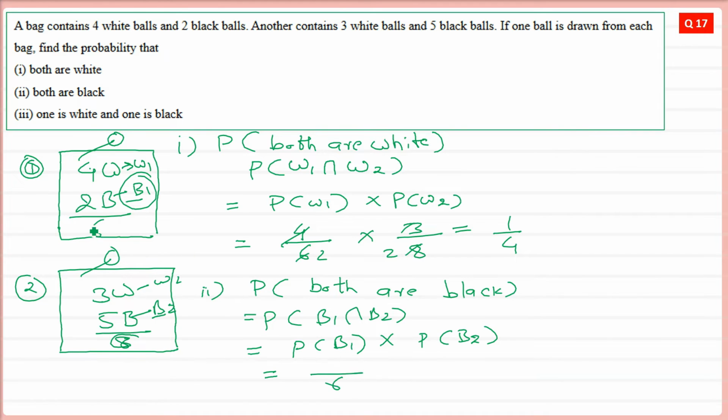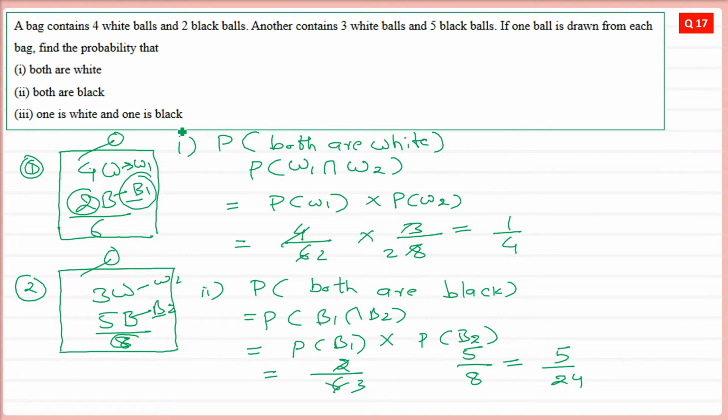Now the denominator remains the same, it will never change, because in this question the total numbers are 6 and total number are 8. How many blacks are there in first? 2. How many blacks in second? 5. So 2 by 6 multiplied by 5 by 8, and when you multiply these two, 2 3s are 6, 5 by 8. There is a multiplication sign in between, okay? Please remember that, I forgot to put it. It is 5 by 24.